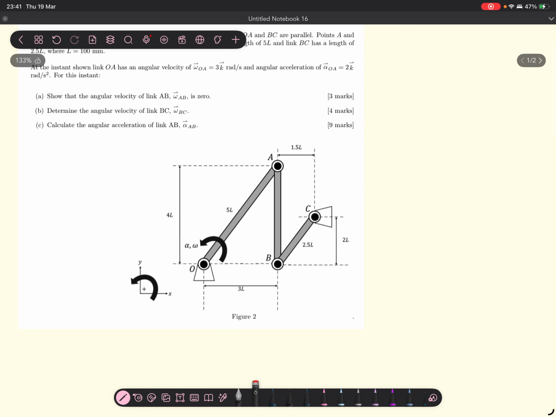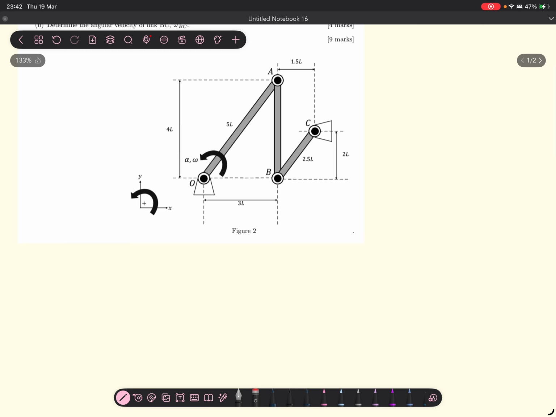So whenever you get two links that are parallel, like these two in this case, and if you have a link in the middle connecting the two, the angular velocity of this link here will always be 0. Okay, and we'll prove why that is now.